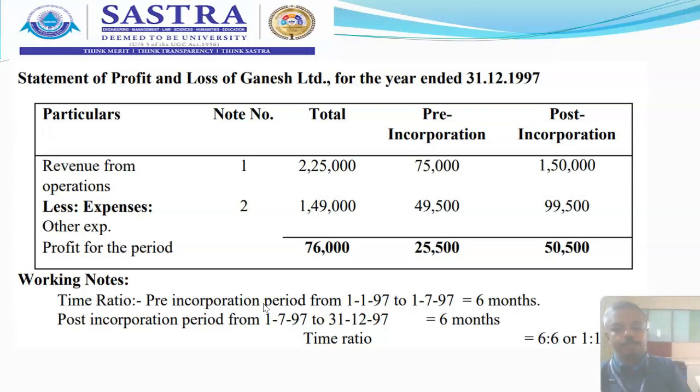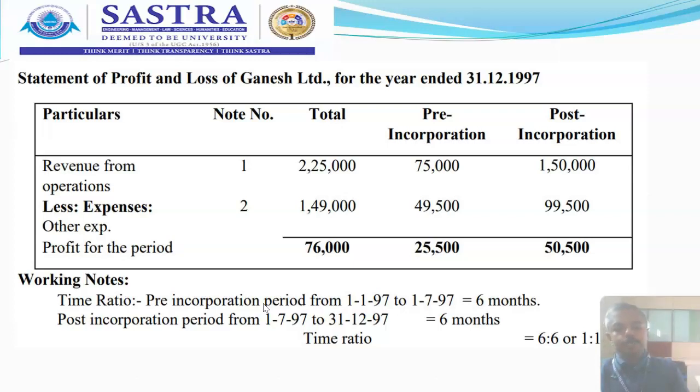So here what you need to do is have a title first, because the title is most important. Statement of profit and loss of Ganesh Limited for the year ended 31st December 1997. So have a 5-column table in portrait form: particulars, note number, total amount, then amount for pre-incorporation and amount for post-incorporation.